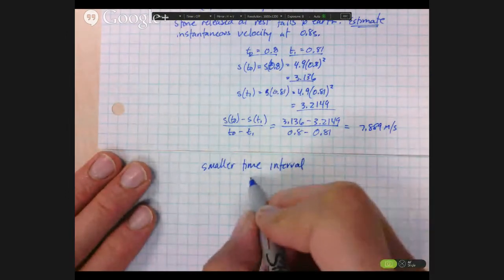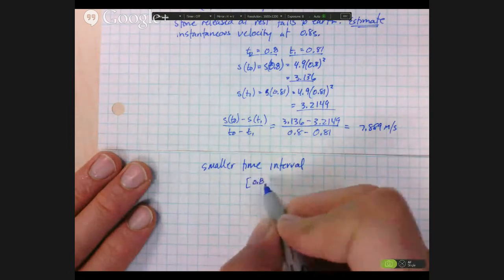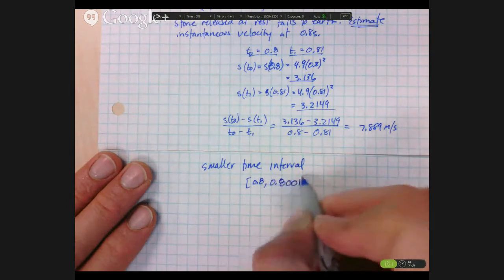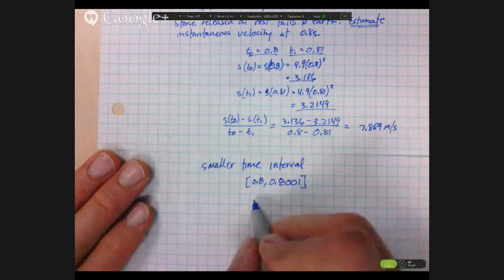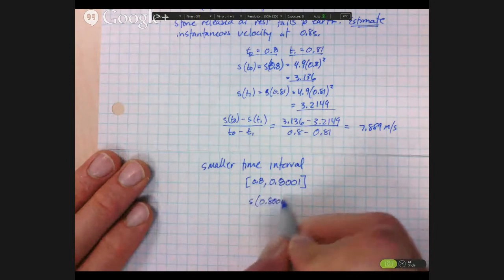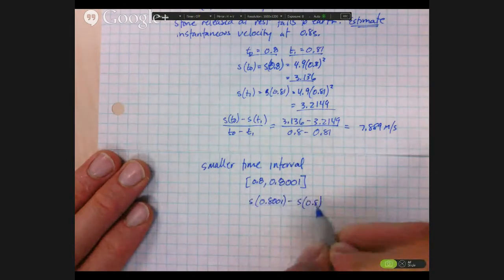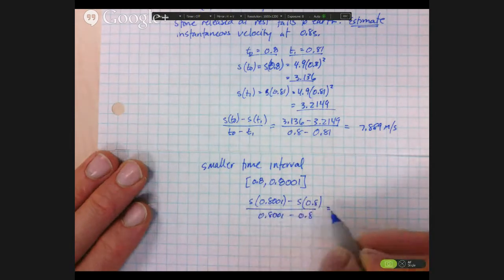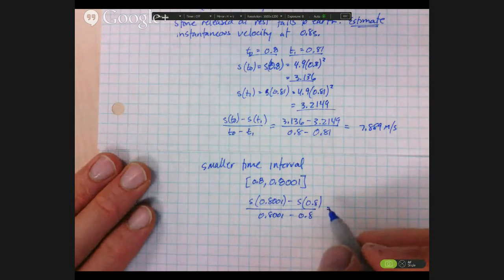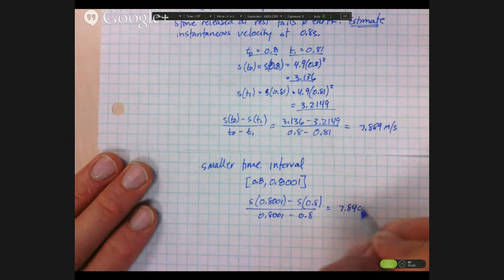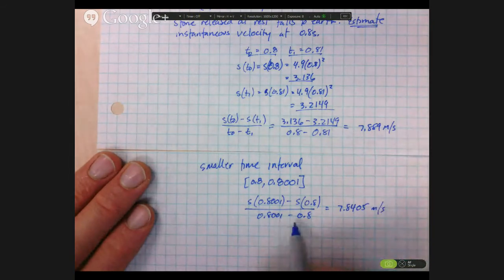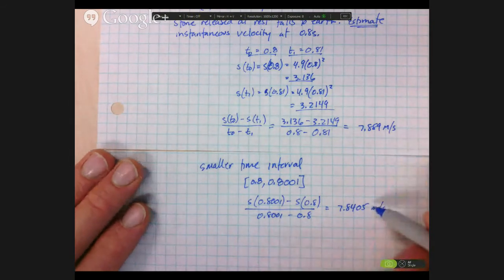So if I go from, let's say, 0.8 to 0.8001, I'll have S of 0.8001. What you see is we have two different numbers, but obviously since this is a shorter time interval, it's getting closer to that instantaneous velocity.